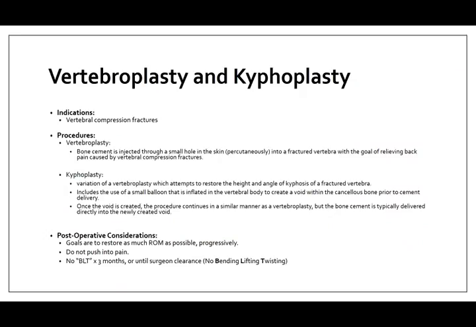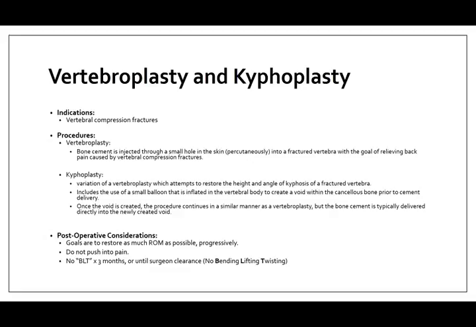Thoracic spine and some parts of the lumbar spine as well are interesting because we can do things called vertebroplasty and kyphoplasty, but it's definitely most done in thoracic spine due to vertebral compression fractures. And vertebroplasty is when they place bone cement into the bone or into the vertebral body. It's injected through a small hole in the skin, which we call percutaneous injection, into the fractured vertebrae with the goal of relieving back pain caused by the vertebral compression fracture. Literally, they cement the vertebrae together.